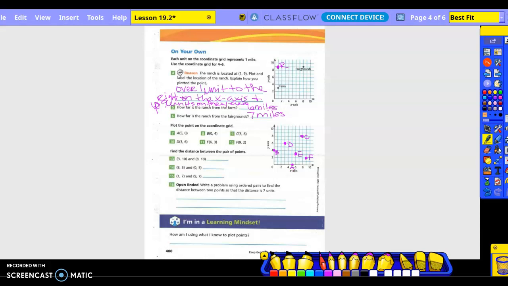Find the distances between the pairs of points. Okay. So basically, if we were to plot these, they share what in common? The 10, right? So the difference between 3 and 8 is 5. So 5 units. Okay. These share what in common? The 5. So we're just comparing the 8 and the 0, right? So what is the difference between 8 and 0? The next one shares what in common? The 7. So we're not comparing the y-axis, we're comparing the x, right? So what's the difference between 1 and 9? 8.